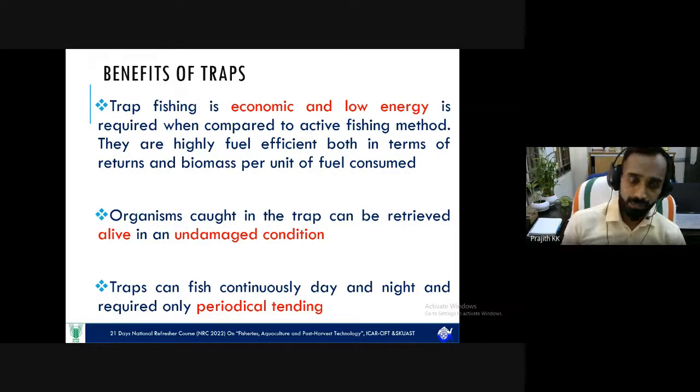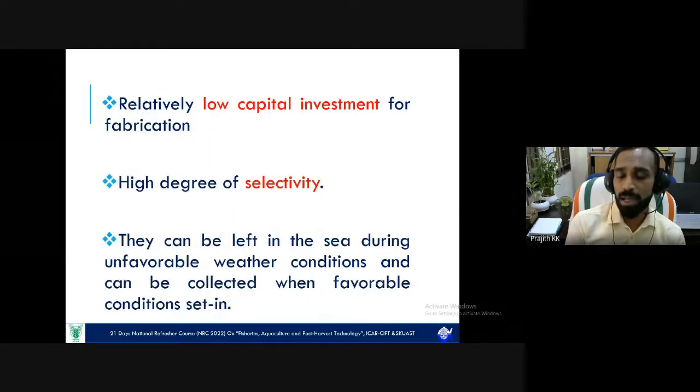Then another important thing is the quality or nature of the catch. You can see the catch inside the trap is always live or undamaged. It is fresh. Then we have no need to care for the gear constantly. We can put the trap in a location, and continuous monitoring is not required. Only periodical attention is needed. Then the capital investment for the fabrication of the trap is relatively low when compared to other larger fishing gear.